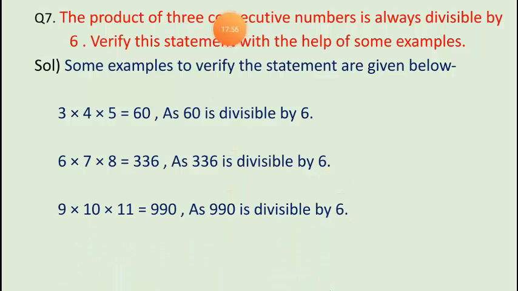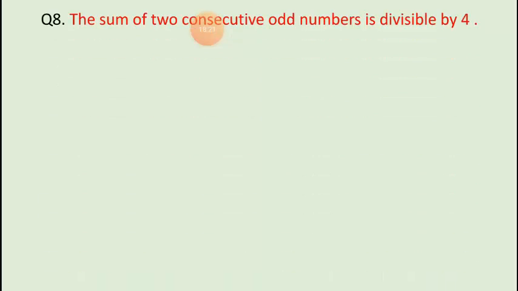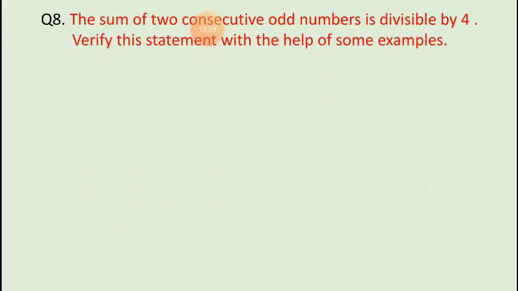Now if we talk about the third example here, the three consecutive numbers we have taken are 9, 10 and 11, and when we multiplied all these three numbers we have obtained its product equal to 990, and we can see this 990 is also divisible by 6. So hence through these examples we have verified our statement. Now come to question number 8. Here the statement is the sum of two consecutive odd numbers is divisible by 4, and this we need to verify with the help of some examples.